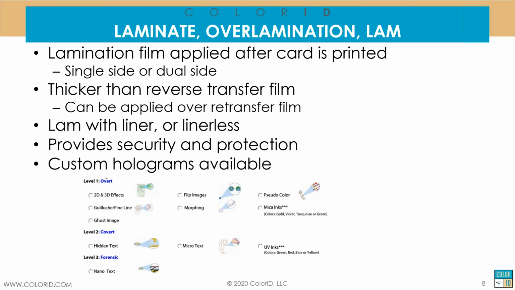The lamination I described before, you can laminate single side or dual side. If you really care about the front or back of your card or both, then you can put laminate film over both. A lot of times it's not unusual on the back to leave the mag stripe uncovered, and so maybe only half of the card is covered with laminate on the back.